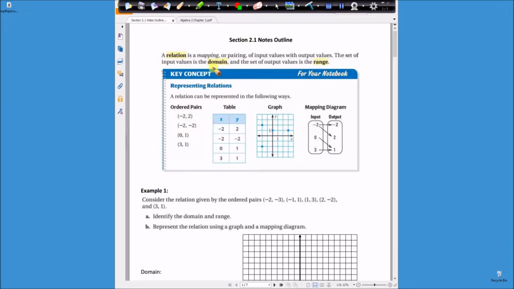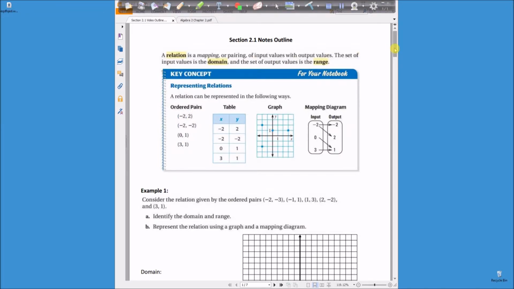And like it says here, domain, usually we call that X, range, usually we call that Y. So these would be the domain values right here, what normally is the first number in an ordered pair, and we call that X, and the second set of numbers in the ordered pair, we call that Y. So usually we refer to this as domain and this is range. And it can be represented in various forms. You're familiar with ordered pairs, tables, graphs, and mapping diagrams.